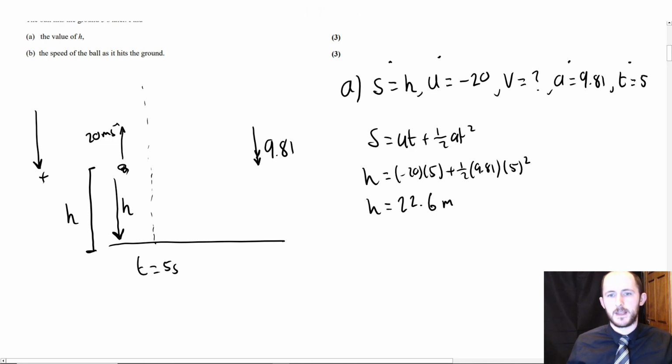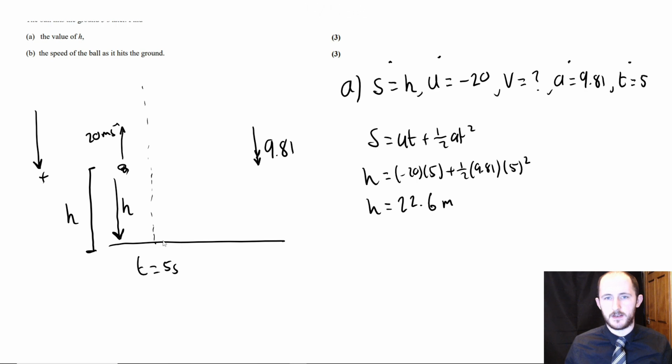The key thing here is I need to check, does this make sense? Well, my h is positive because it's downwards. Now if you took upwards as positive, you are going to get a negative value for h, which is completely fine. Imagine this: if I took upwards as positive, this 20 becomes positive, but this 5 becomes negative. This 9.81 becomes negative. So you're going to get negative 22.6, which is accepted. What they're looking for in the exam is that you've taken a direction as positive and you've stayed consistent with it. So if you get negative 22.6, they will give you the marks.